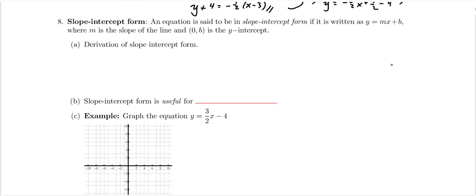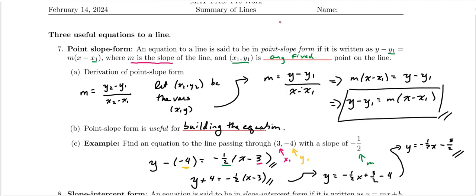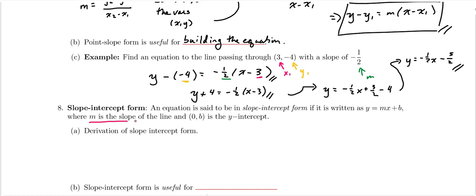Let's go ahead and look at the slope-intercept form, which is the form written as y equals mx plus b, where m, just as before, is our slope, and the ordered pair 0, b is the y-intercept.